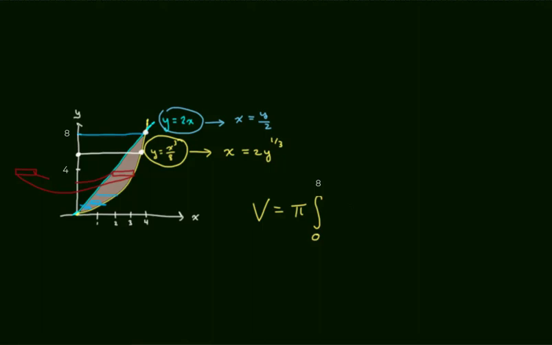Our outer radius, already shown in that white line drawn, is going to be 2y to the 1/3 squared, and then our inner radius is going to be from axis to line, so that's simply going to be y over 2 squared. And then the thickness of every one of these rectangles, and hence washers, is going to be dy.